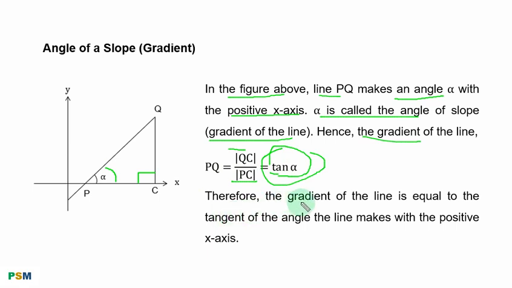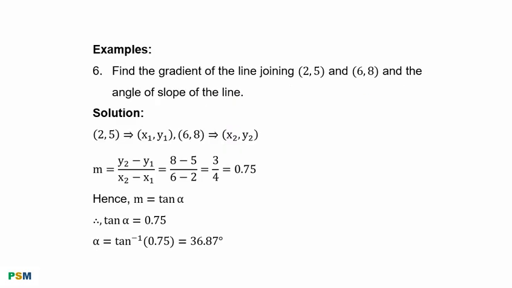Therefore, the gradient of the line is equal to the tangent of the angle the line makes with the positive x-axis. Example number 6. Find the gradient of the line joining this point and this point, and the angle of slope of the line. Solution.